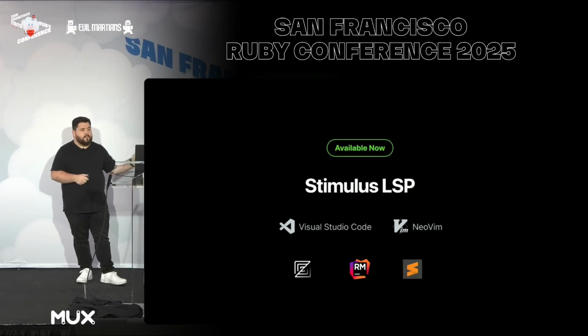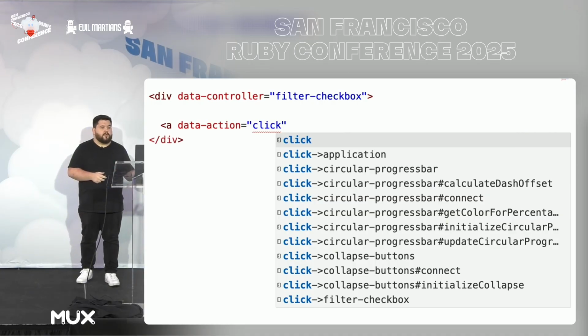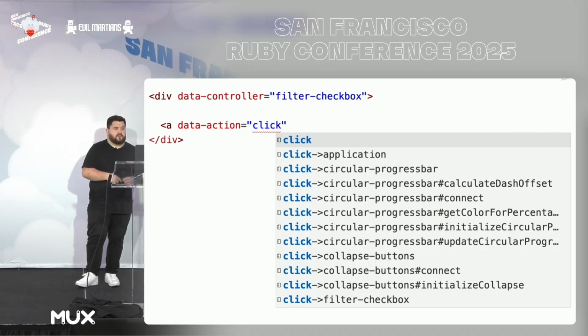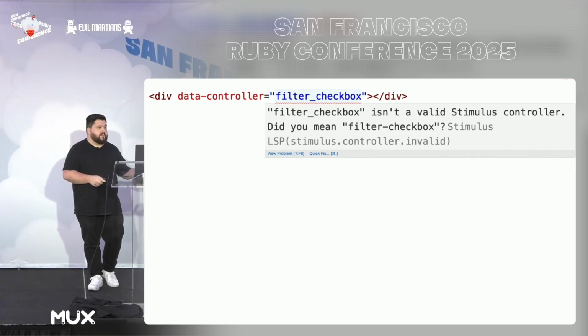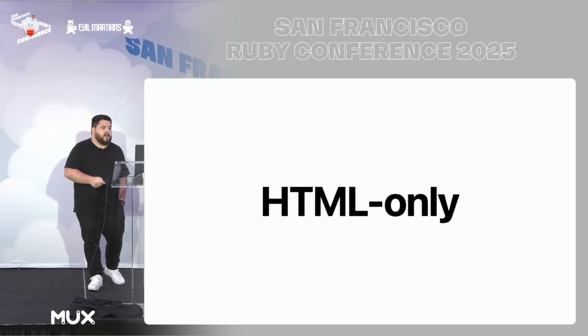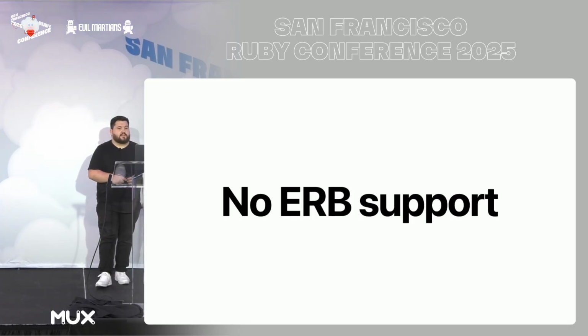It's available for all major editors that support the language server protocol. And it just gives you these kind of options and autocomplete to help write these controllers. And if you have typos, it will also tell you that something is wrong about it. The problem was this was HTML only. There was no support for ERB in that sense.